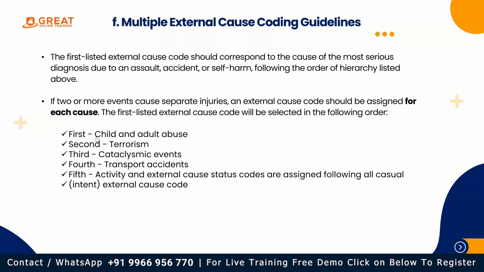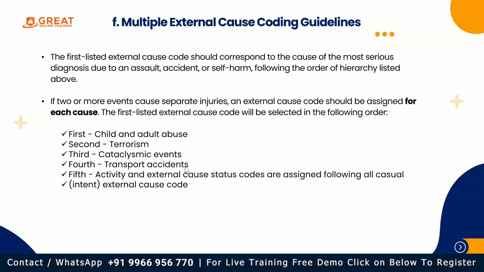So our first priority will be, suppose two external cause codes are causing separate injuries. If adult abuse is there, plus a transport accident is also there, in that case, first we need to code adult abuse, and then we have to use the code for transport accident. Please remember this sequence. First, child and adult abuse. Second, terrorism. Third, cataclysmic events.